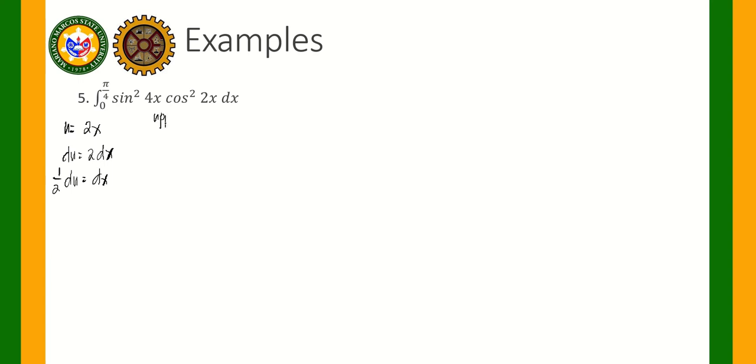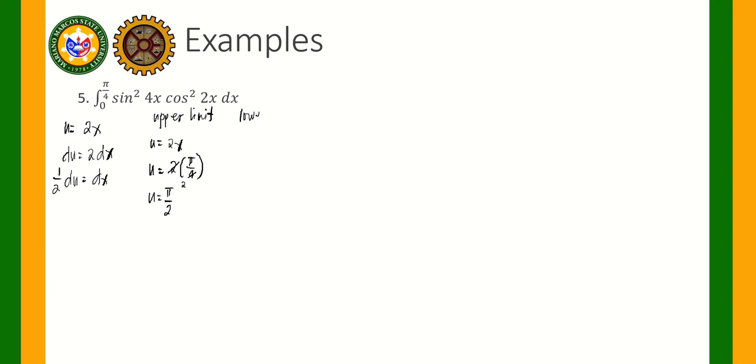Now, for our upper limit, our u is equal to 2x. Okay? And u is equal to 2 times pi over 4. So, this will cancel. So, our u is equal to pi over 2. So, pasok na yung upper limit natin.